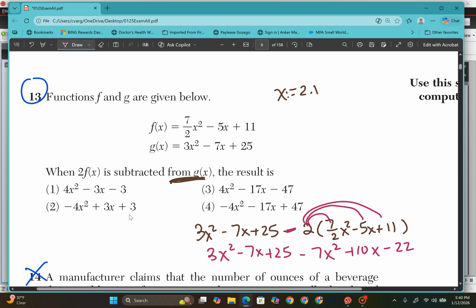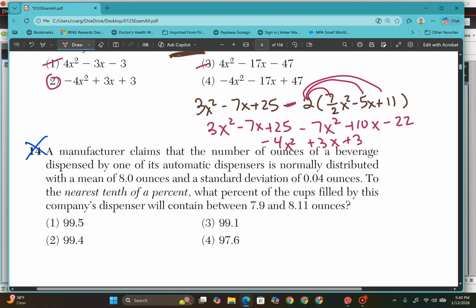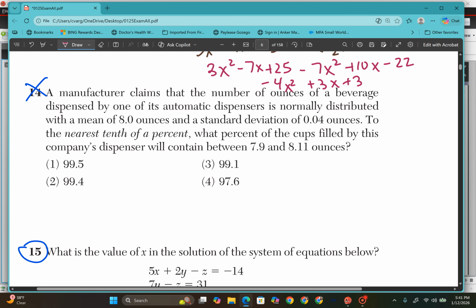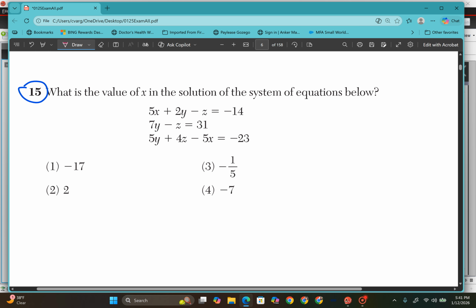So now I'm going to combine that with 3x squared minus 7x plus 25. The first one is like keep change, or you could just do it this way. So 3 minus 7 is negative 4x squared. Automatically, these two are wrong, right? So negative 4x squared. Negative 7 and positive 10 gives me positive 3x. So far right now, looks like the answer choice is 2. 25 minus 22 is positive 3. Yeah, so I was right. All right. Question number 14. This one, we're going to learn later on if you care. The answer is 3.